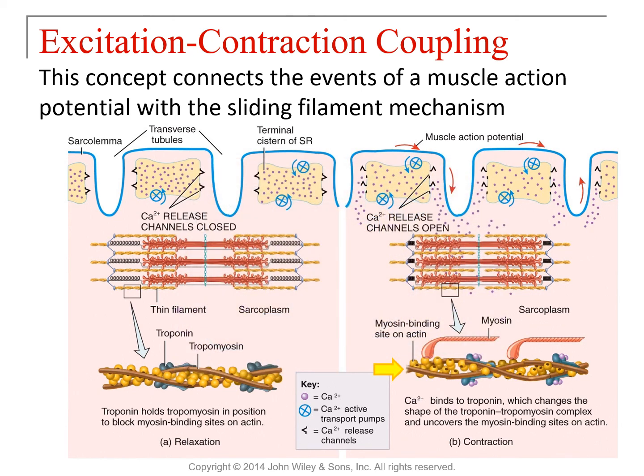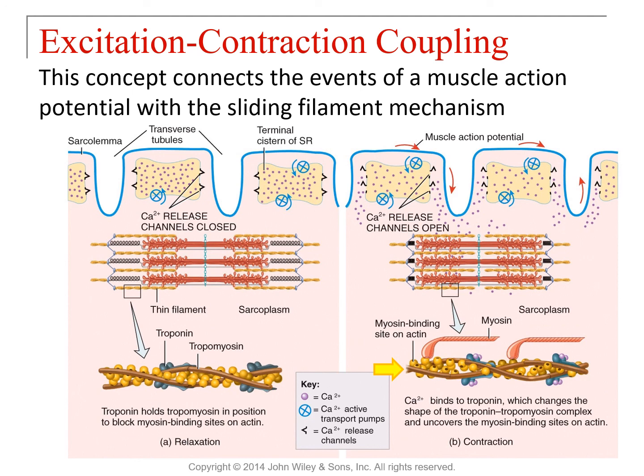In this fourth diagram, you can see that the calcium has now bound to the troponin. So when calcium binds to troponin, it changes the shape of the troponin and it moves the tropomyosin away from the actin binding sites. So now at this point, with the binding sites on the actin uncovered, that means that actin is now open for business and cross bridges can occur.